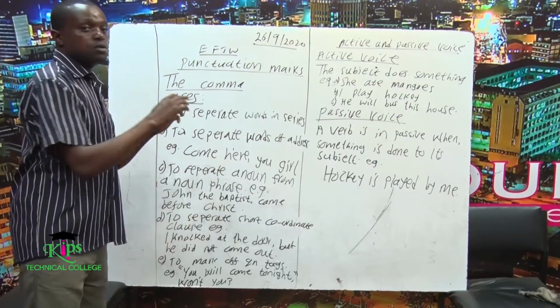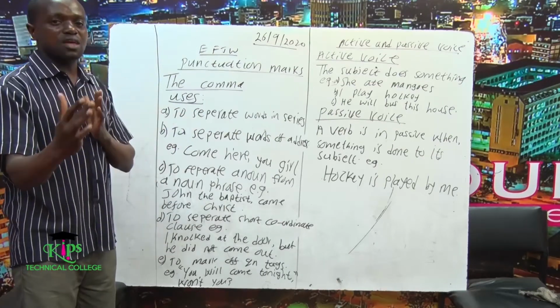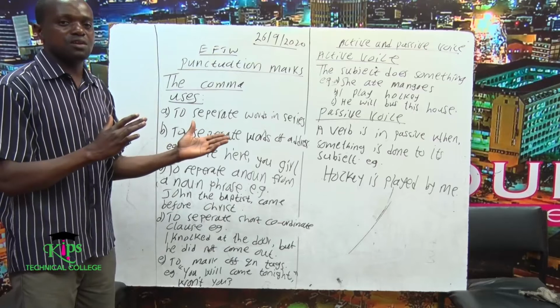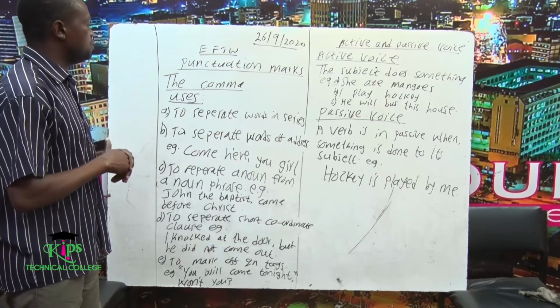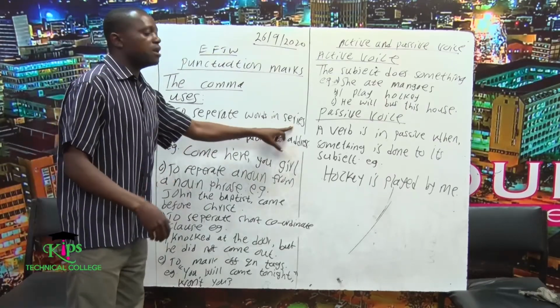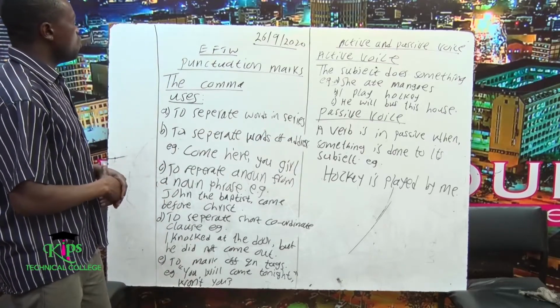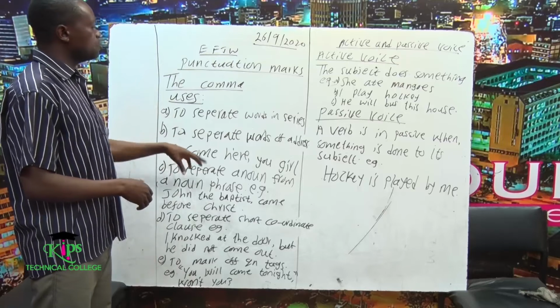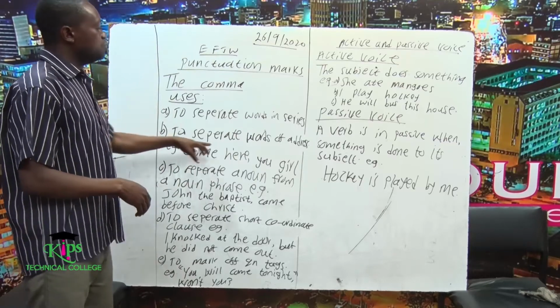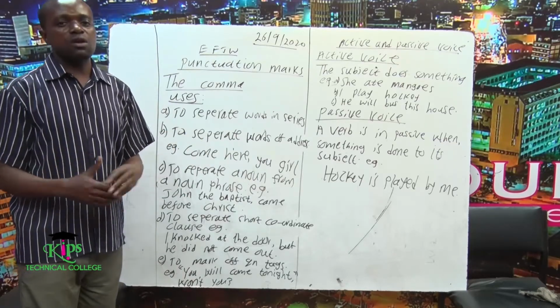So you use a comma to separate the first item in the series from the second item in the series. So you are saying to separate words in a series or words in a continuous form. The second function of the comma is to separate words of address, or to indicate words of address.